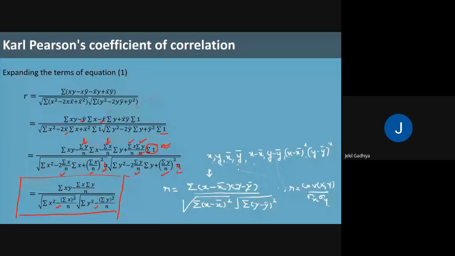So for the first formula, you need to derive six data from x and y: x bar, y bar, x minus x bar, y minus y bar, x minus x bar whole square, y minus y bar whole square. Whereas in this formula, x, y is already given, you need x square, y square, and xy. So here you need to derive only three data.